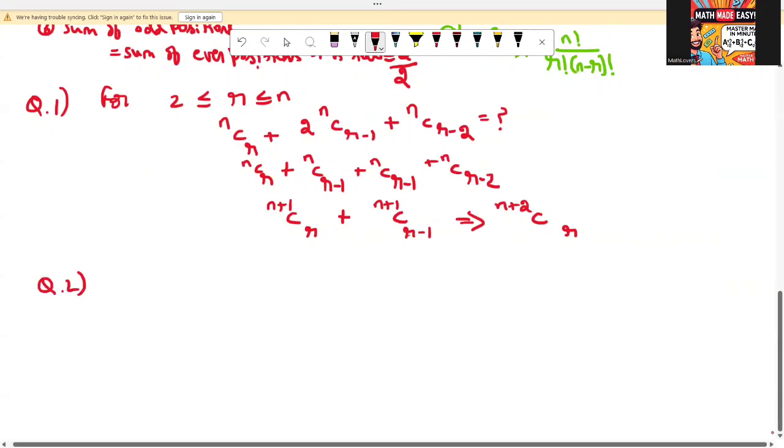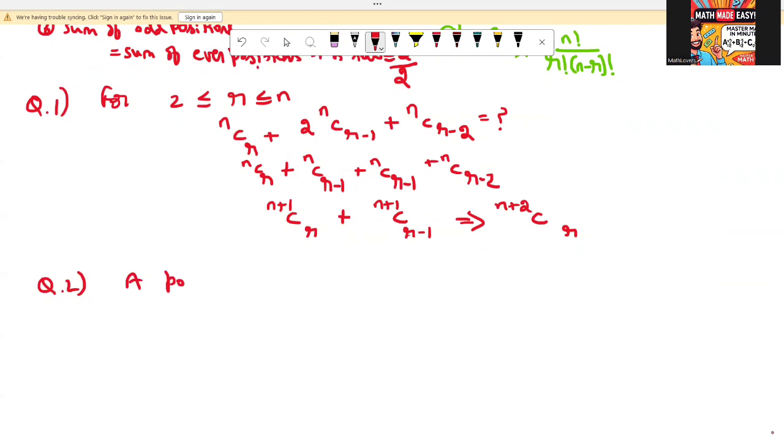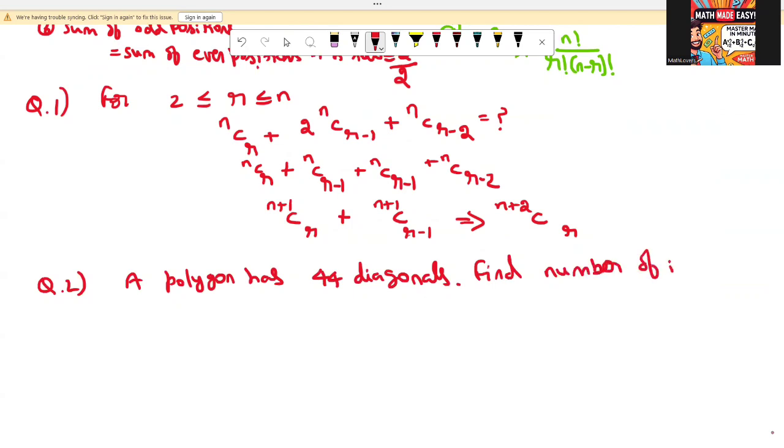The next question. So look at this. A polygon has 44 diagonals. Find the number of its sides. That's the question. So what is a diagonal in a polygon? Connecting a vertex to the non-adjacent vertices is called a diagonal.